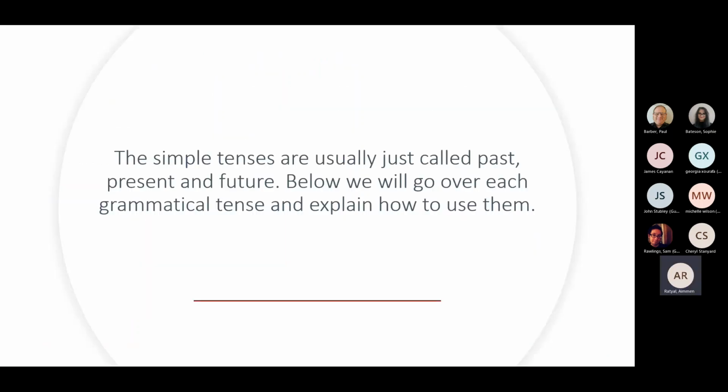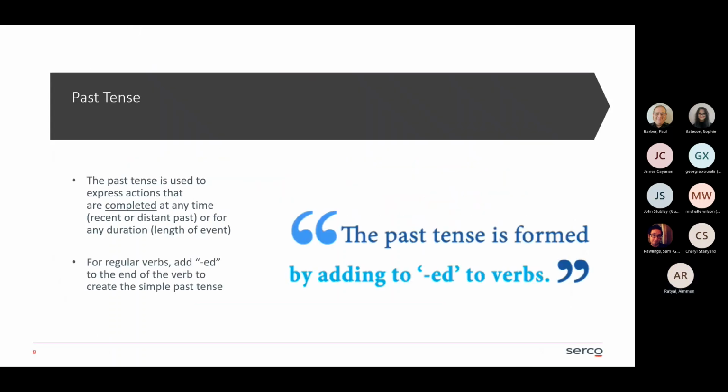So the simple tenses are usually just called past, present and future, and obviously in the next slides, we'll go over each grammatical tense and explain how to use them within your writing. So your past tense is usually used to express actions that have already been completed at any time, recently or in the distant past, or for any duration length of the actual event. I'll give you an example further down, actually, rather than confusing you with the definition. So for regular verbs, add an ed to the end of the verb to create the simple past tense.